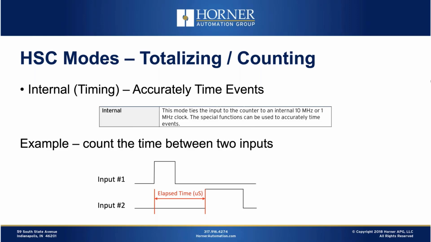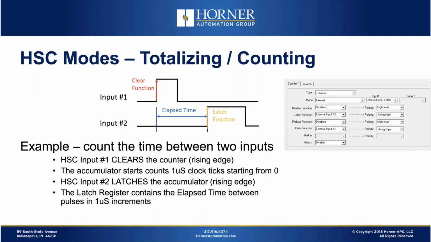You see the diagram on the lower section there, where I'm showing you what the signals look like. I've got two inputs. I've got a pulse that comes in on input number 1, another pulse that comes in on input number 2, and what I'm interested in is the elapsed time between the leading edge of both pulses. Okay, so how might I set that up?